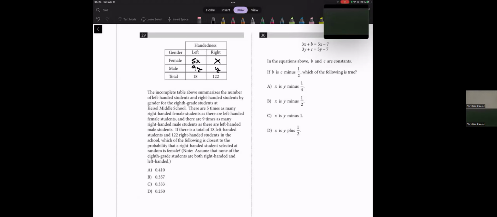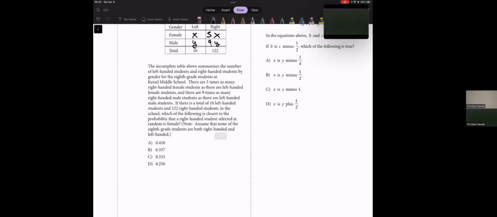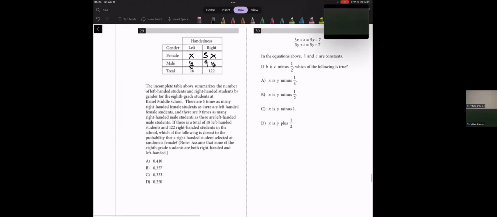Sorry, it goes the other way around. I have to multiply the number of left-handed female students by 5 to get the number of right-handed female students, and the number of left-handed male students by 9 to get the number of right-handed male students. So actually, those go on the other side. Which of the following is the closest probability? So we'll figure out probability in a little bit. Let's figure out what x and y actually are.